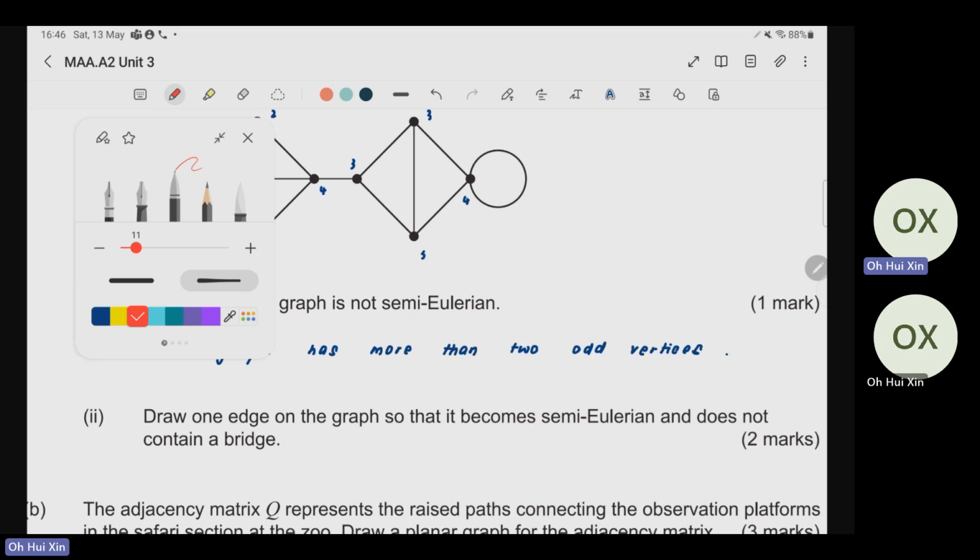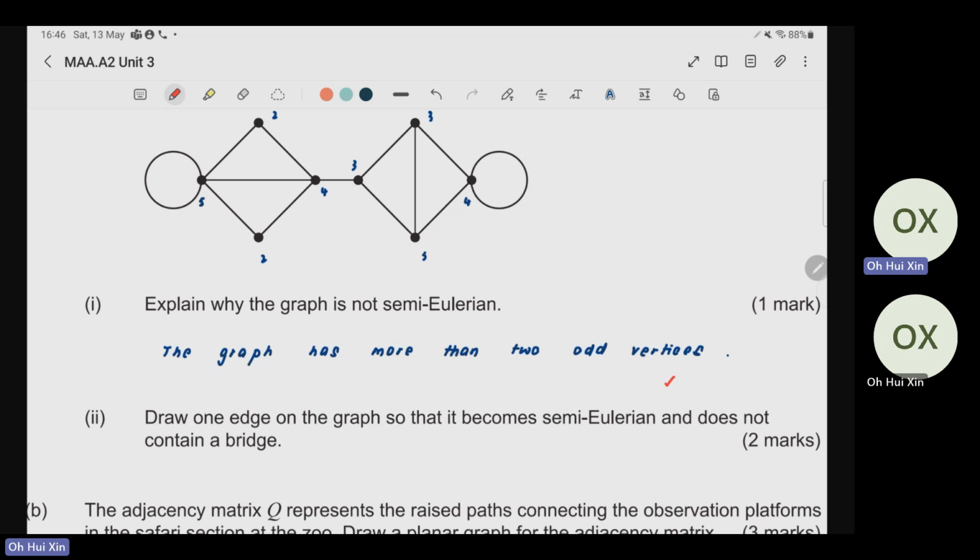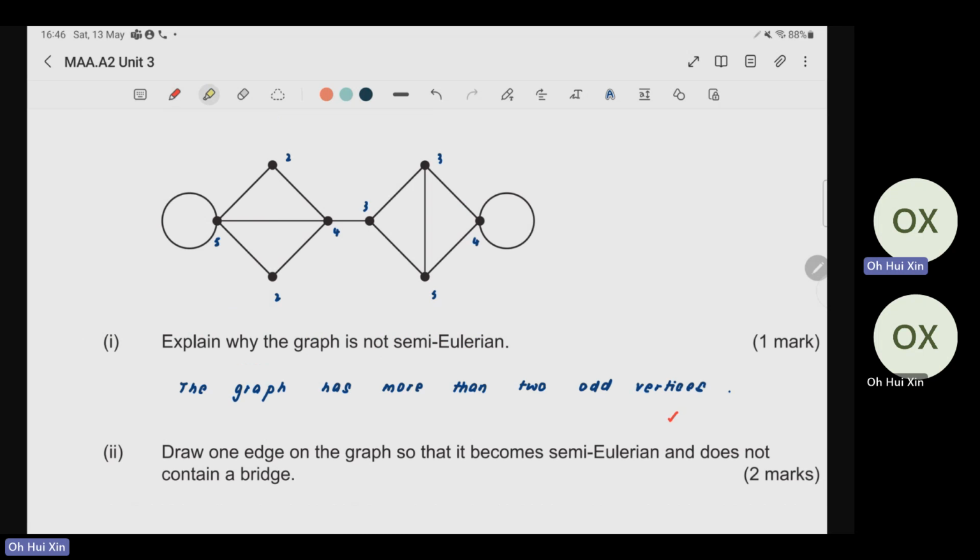Add one edge on the graph so that it becomes semi-Eulerian and does not contain a bridge. To do this question, there are a few things you need to think about. The first thing is that to make your graph semi-Eulerian, you can only have exactly 2 odd vertices. Am I right? Sorry for my explanation just now.